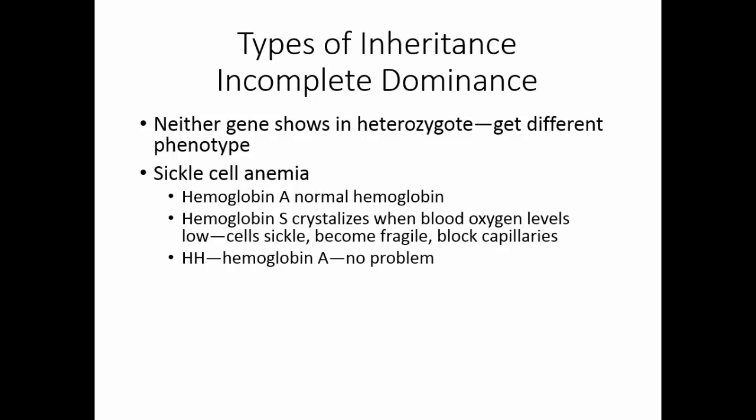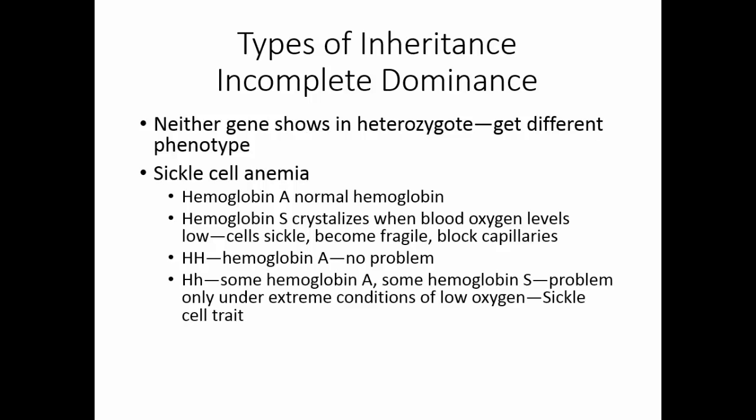Individuals who are homozygous for normal hemoglobin, hemoglobin A, have no problem. Individuals who are heterozygous, have some hemoglobin A and some hemoglobin S, have a problem only if they're under extreme conditions of low oxygen. For example, if they go up above 10,000 feet in an unpressurized plane. These individuals are said to have sickle cell trait.